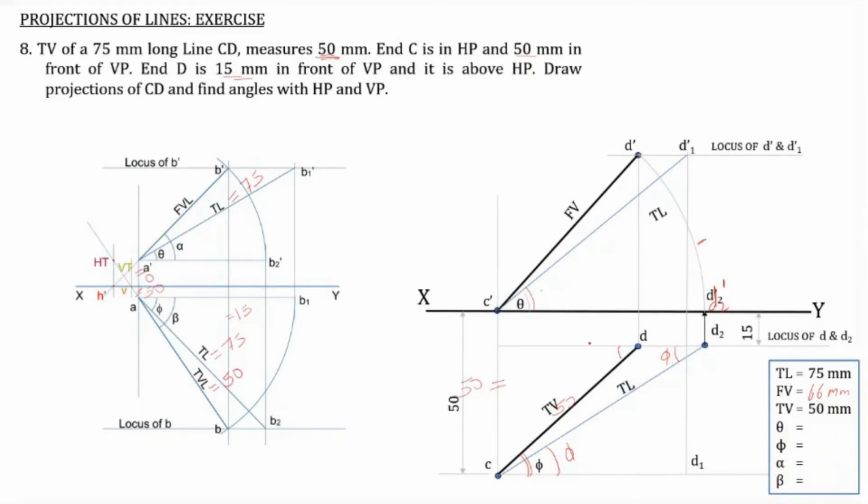This length, that length is C dash D2 dash, or it is same as C dash D dash. So the front view length is the true length multiplied by cos phi.